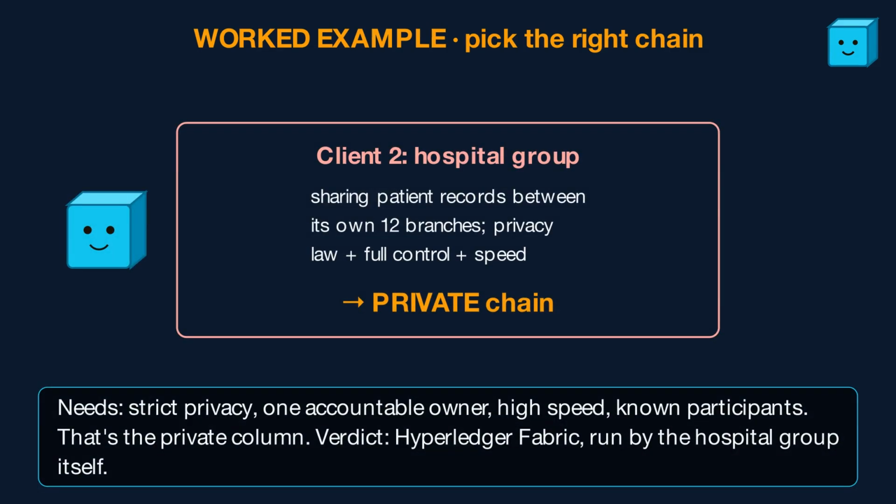Needs. Strict privacy. One accountable owner. High speed. Known participants. That's the private column. Verdict. Hyperledger Fabric. Run by the hospital group itself.